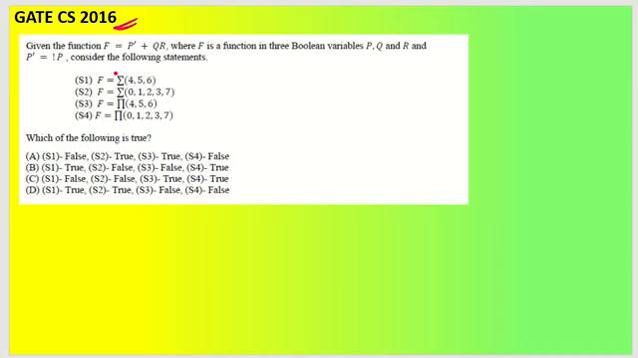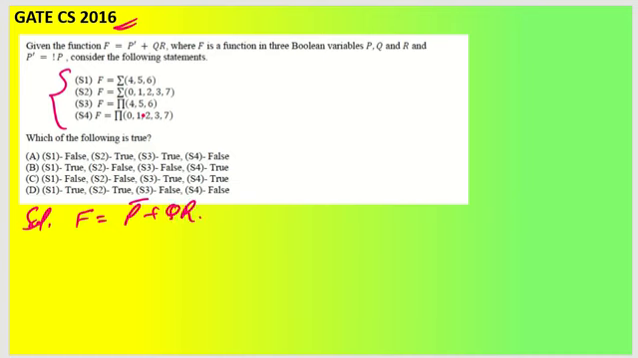Now our aim is to understand these four statements that are given, S1, S2, S3, S4. Which of the following is true? Our aim is to see what the min term summation or max term multiplication is, and then we can identify which of the statements are true or false. So it's a very simple question. You already know the solutions, right? So my function is p bar plus qr.